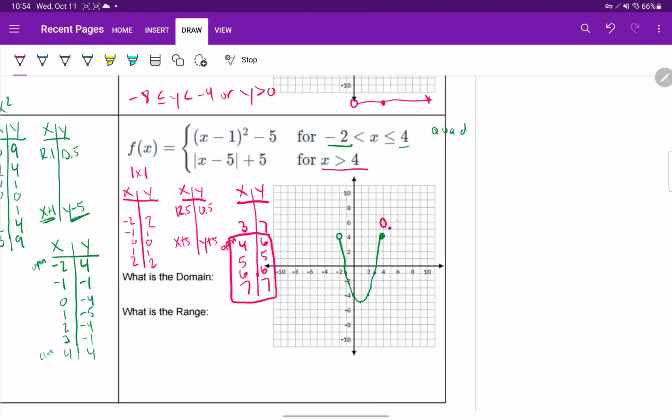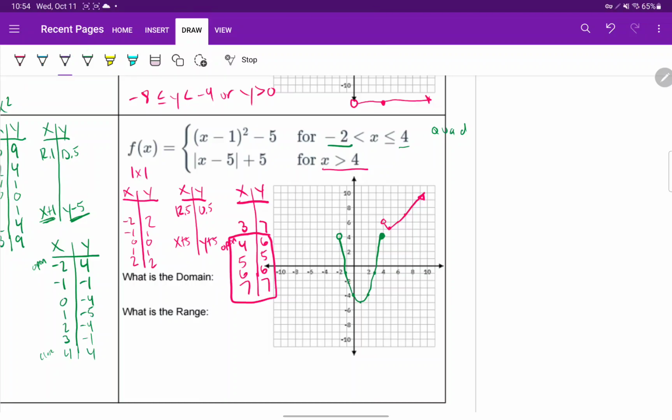Then we have 6, 6. And then we have 7, 7. And those points should be enough for you to see my V-shaped graph taking place. And there you go. If you need to add more values, you are more than welcome to. That first circle I drew was kind of big, so let me shrink that up a little bit. So open circle right here. And there we go. Okay, from here, we're going to do our domain and range.